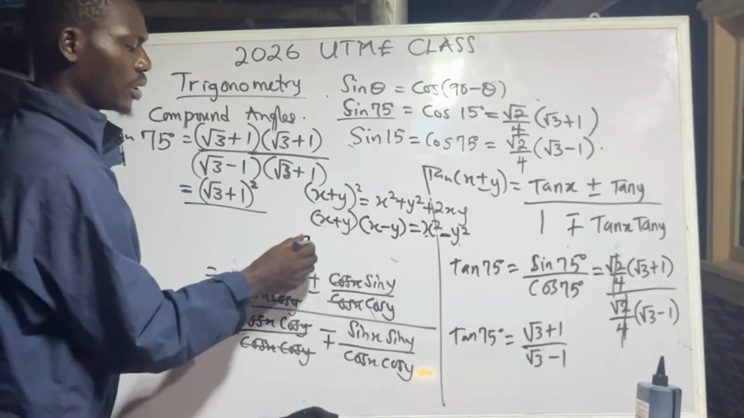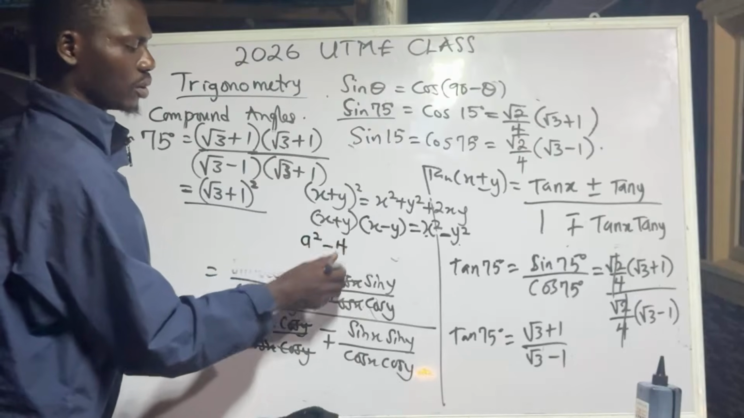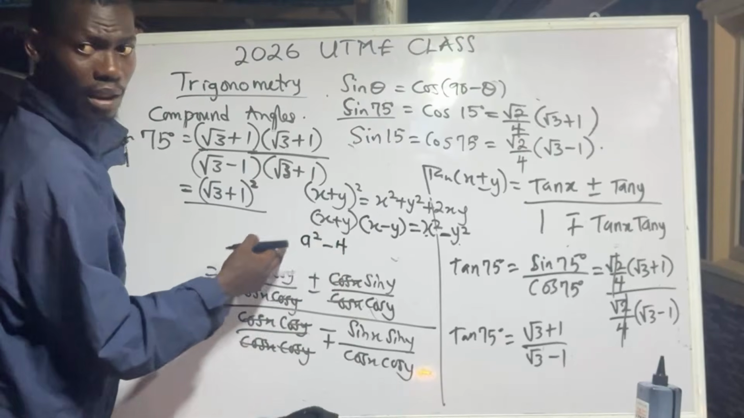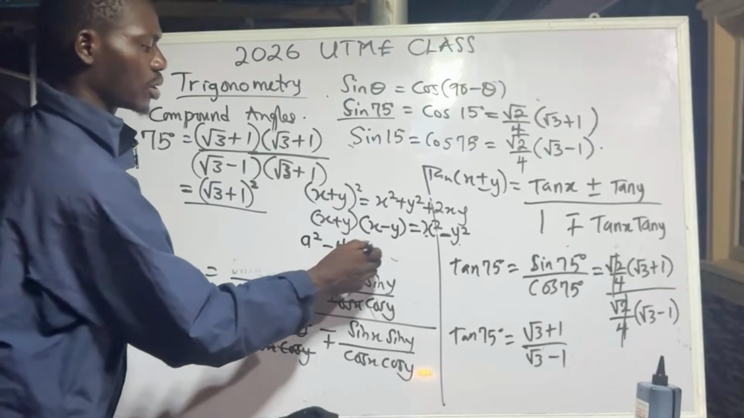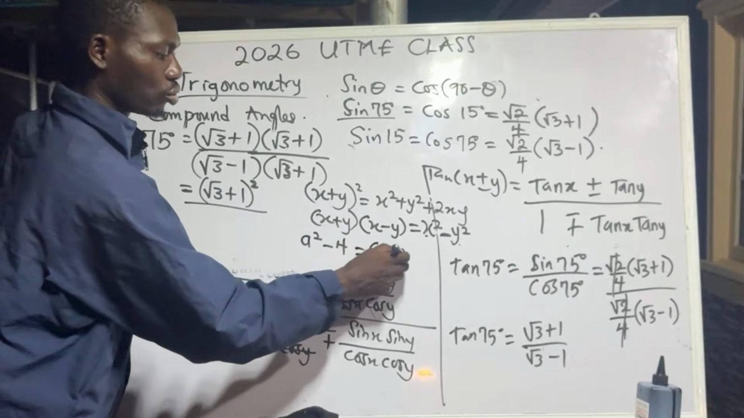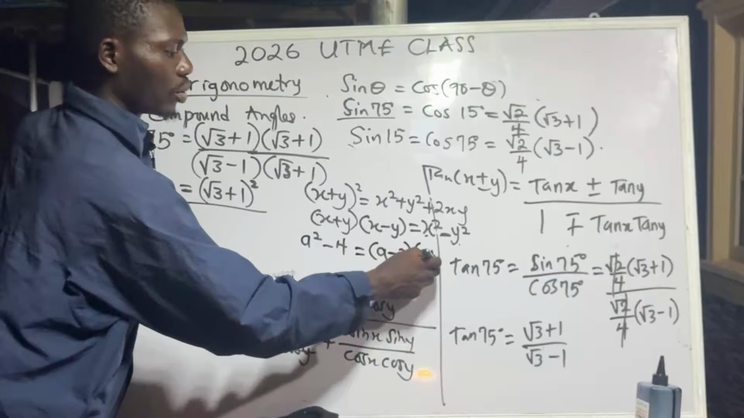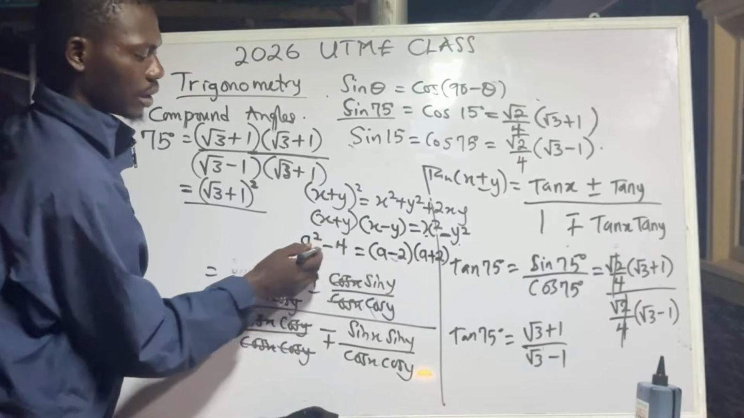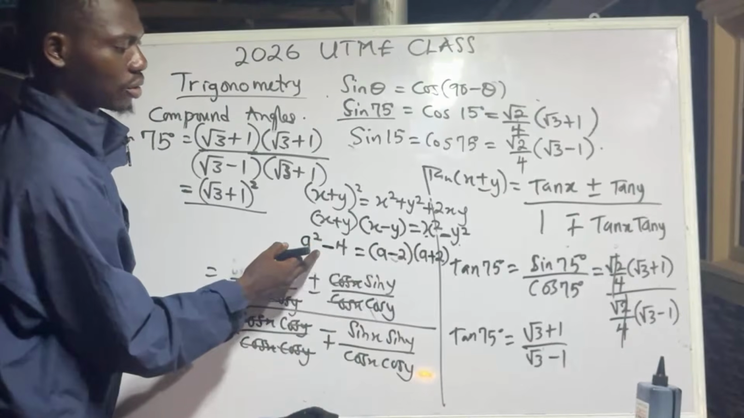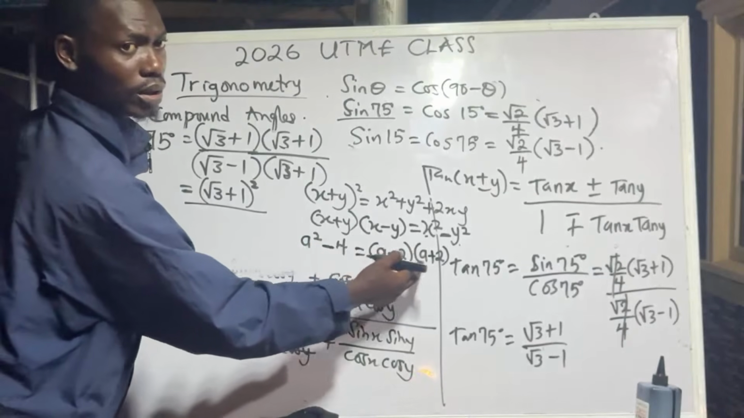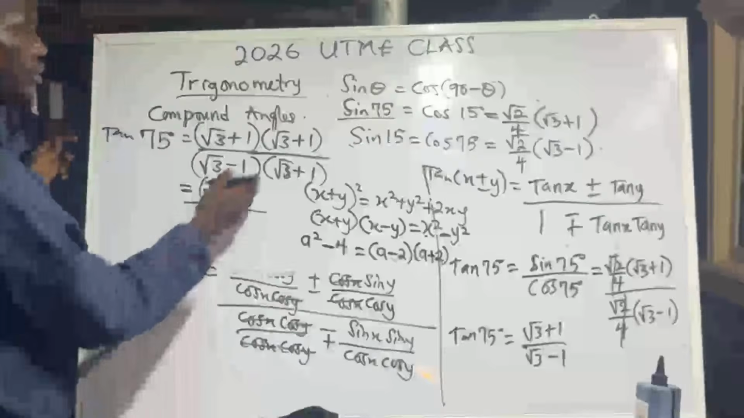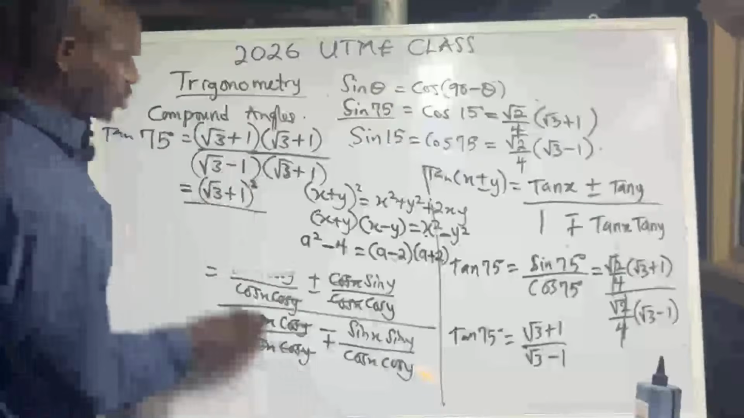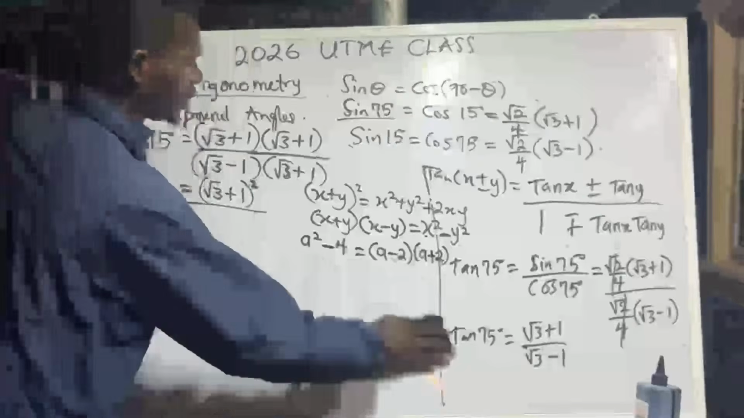So probably you have a square minus 4. Because this 4 is a perfect square, and this a square also is a perfect square, it becomes a square minus 2 squared, which is a minus 2 multiplied by a plus 2. The relationship between them is subtraction. So now, that is just by the way to explain the concept behind this.